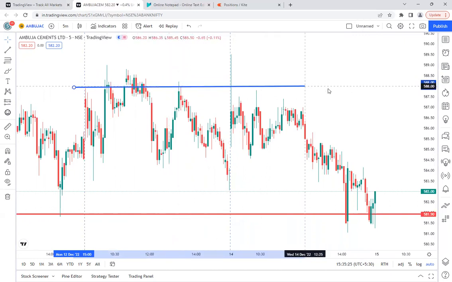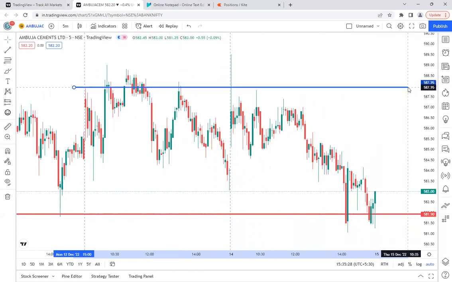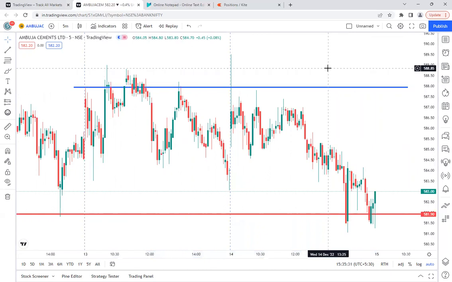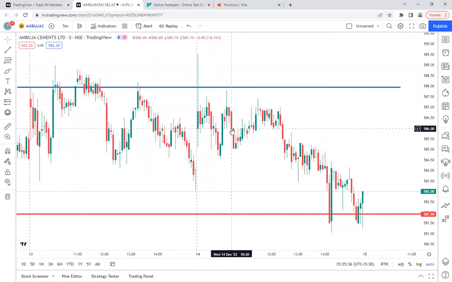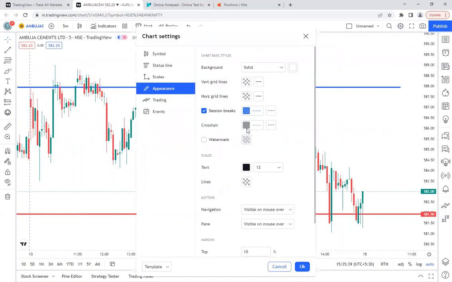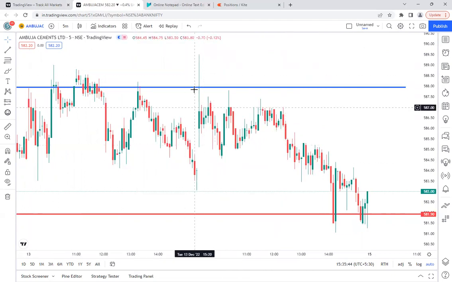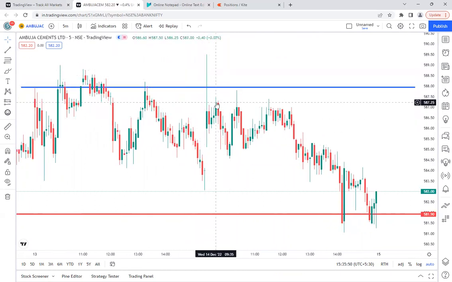And if I extend that level to today also, let's see what happened today. So you can see it clearly apart from the first 5-minute candle. Okay, I will remove this session break so that you can see the first 5-minute candle clearly. So I removed the session break. This is the first 5-minute candle. Apart from that first 5-minute candle, there are multiple attempts to reach that blue line today, but finally they failed, and slowly sellers started bringing it down to the key support level.